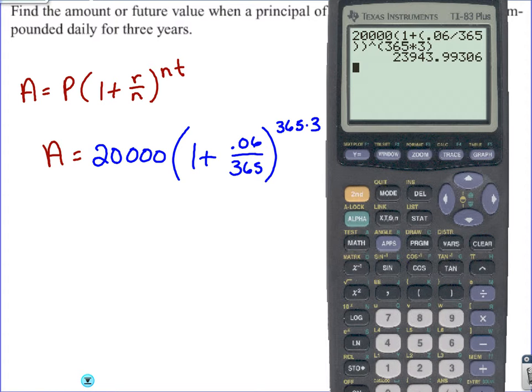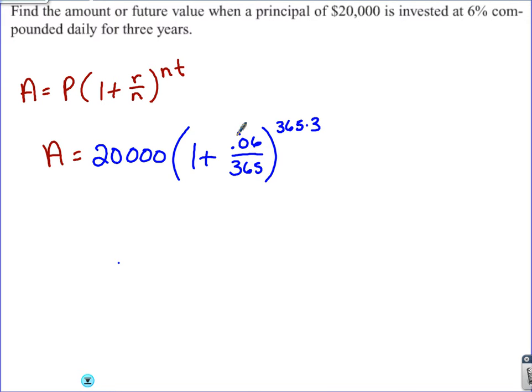I got $23,943.99. So over the course of 3 years, your $20,000 investment earned nearly $4,000 extra. That's a pretty good investment there. But here's the thing. Yeah, right. You're not going to get a 6% interest rate on anything.